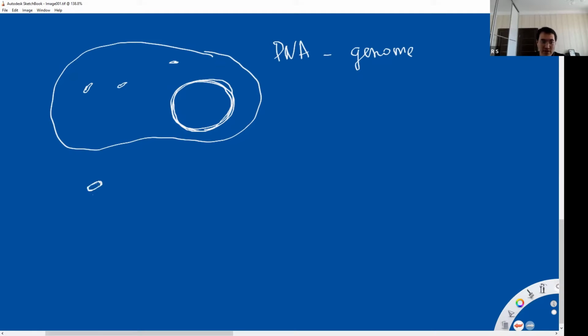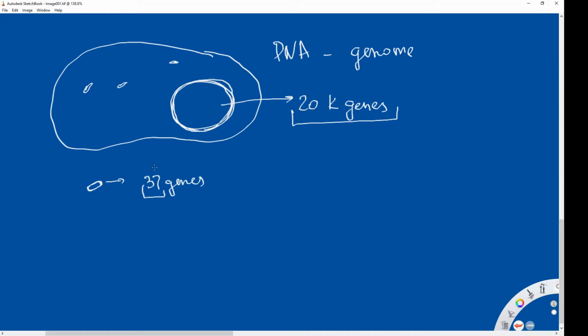So let's say in this nucleus you have 20,000 genes, and these genes are totally controlling everything inside this cell. If you take a mitochondria, it has only 37 genes. And these genes are inherited only after the division of the mitochondria itself.